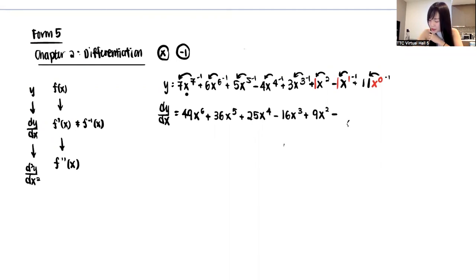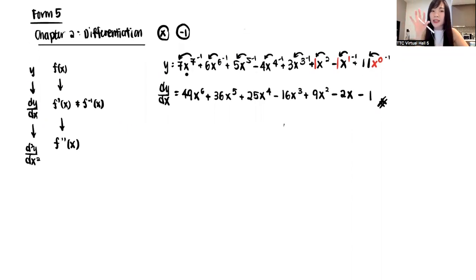Where is my 2x? Oh, I deleted a 2x. Sorry, my dear, something missing. Thank you, Anil. My dear, so guys, look at this, okay? So this is how we differentiate, okay? It's just times and then minus 1, okay?